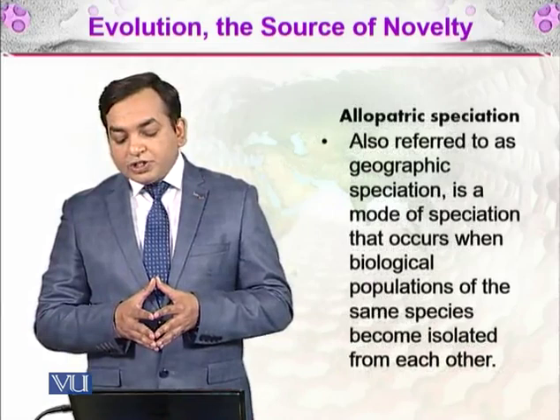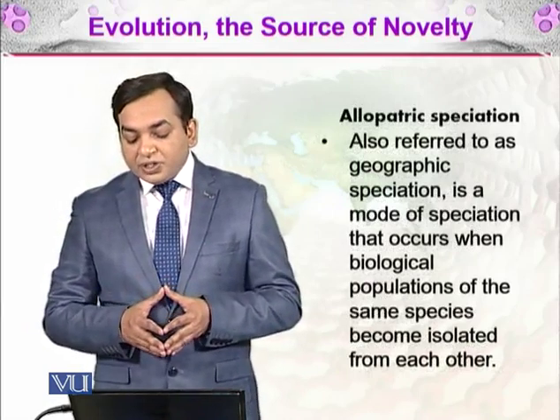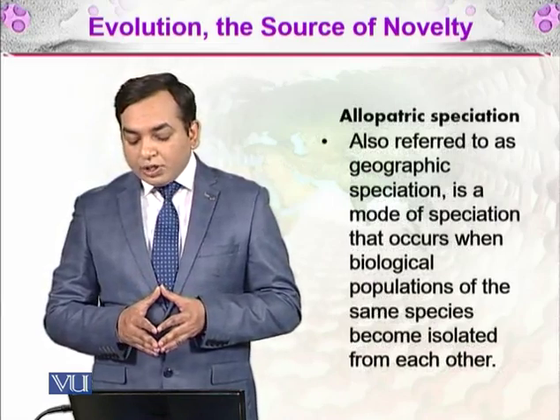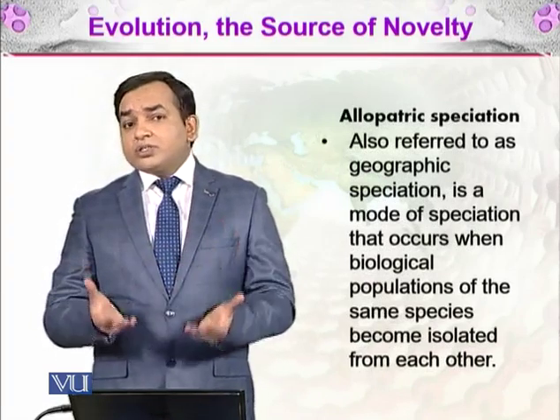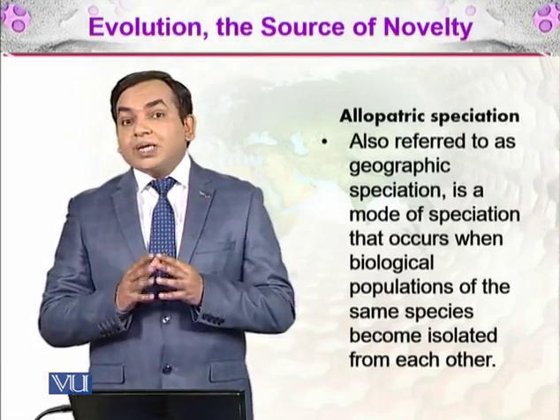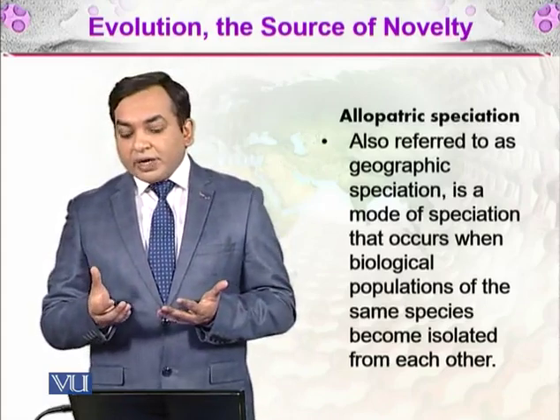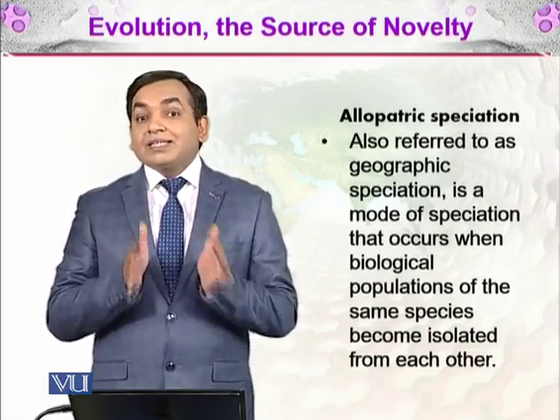Allopatric speciation is also referred to as geographical speciation. It is a mode of speciation that occurs when biological populations of the same species become isolated from each other. So it is quite common, right? In the case of finches, the finches were living in different islands. In the case of sympatry, these were finches living on the same island.